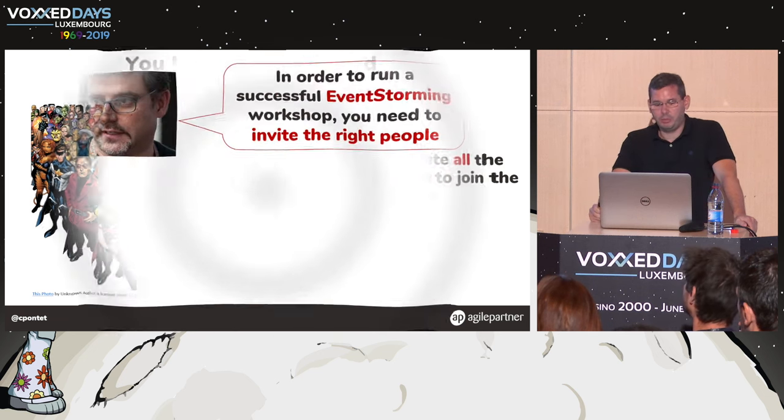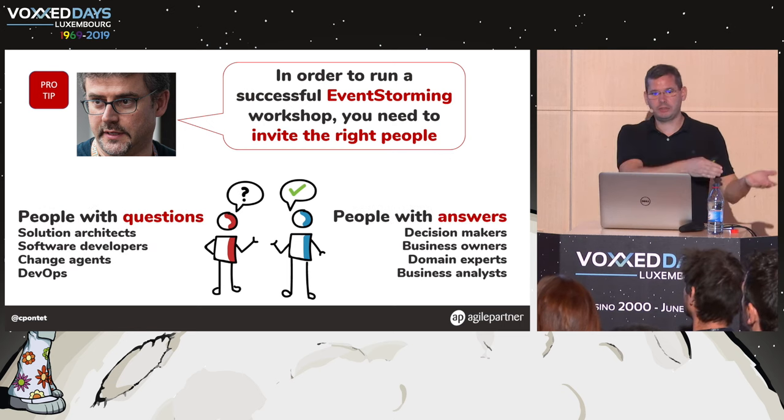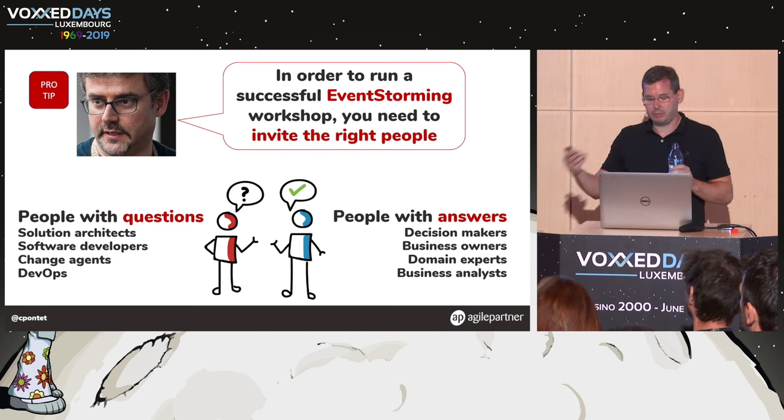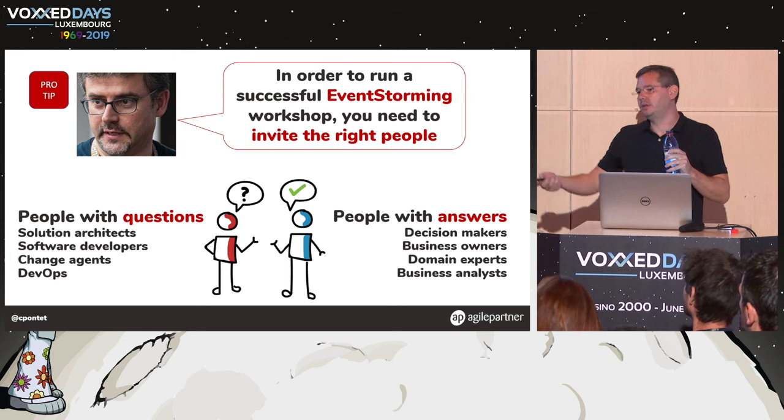So your master, Alberto, says, invite the right people. And those right people are people with questions. Usually it's IT people, technical people, architects, change agents, DevOps people, and people with answers. These are decision makers, business experts, domain experts, and business analysts sometimes. These people are already in the organization, but they don't talk to each other.